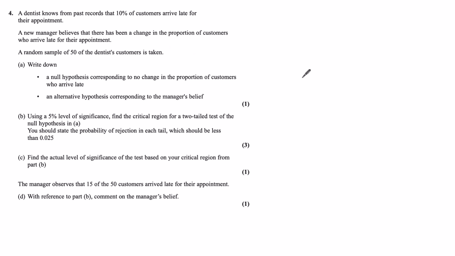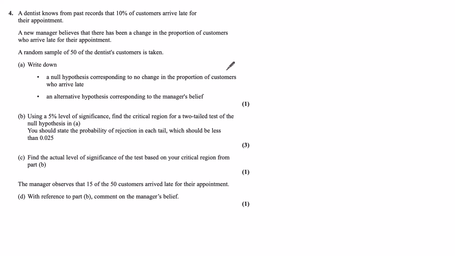Question 4. A dentist knows from past records that 10% of customers arrive late for their appointment. A new manager believes that there has been a change in the proportion of customers who arrive late for their appointment. A random sample of 50 of the dentist's customers is taken. A. Write down a null hypothesis corresponding to no change in the proportion of customers who arrive late, and an alternative hypothesis corresponding to the manager's belief.